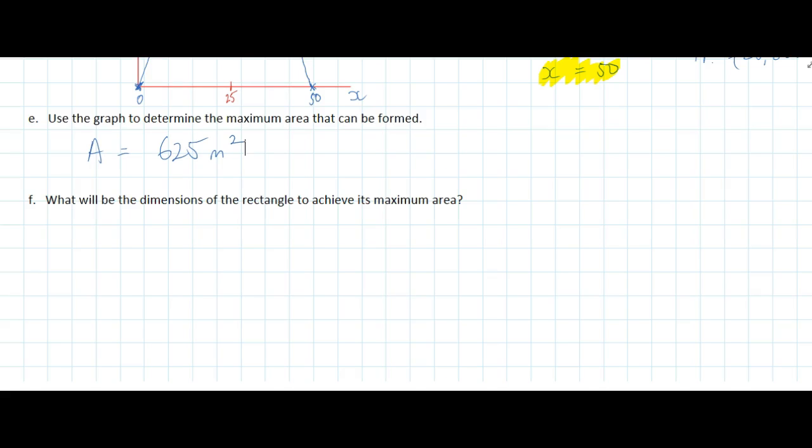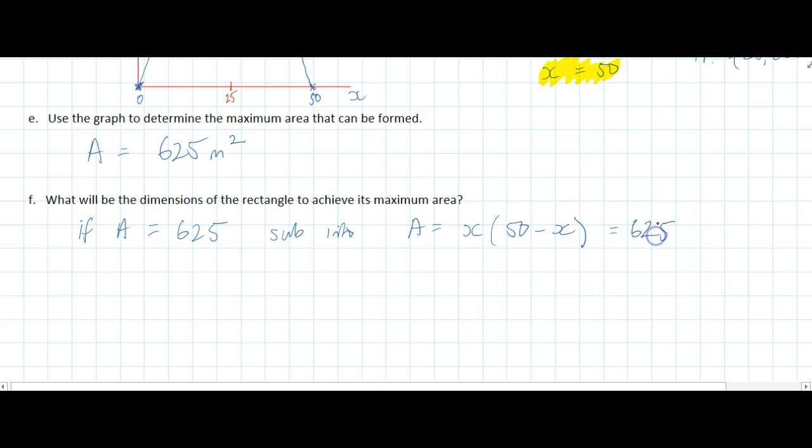Let's say if a equals 625, let's sub into a equals x, 50 minus x. We're going to make this equal to 625. Let's solve this. Let's work this out. We'll expand it. That's 50 times x minus x squared equals 625.